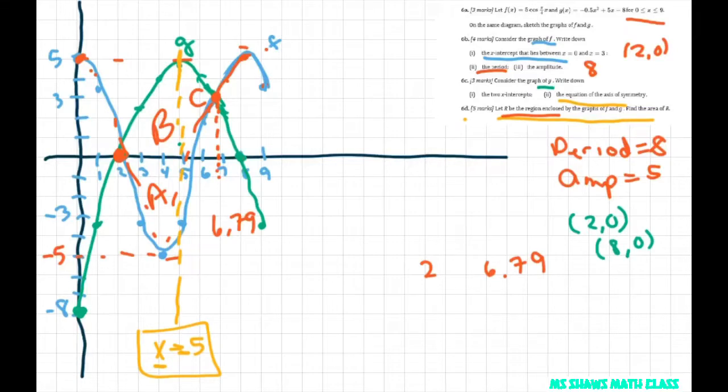All right, so let's get started with that. And we're going to integrate, and the way you want to integrate is you can just do the integral of f minus g. So that's basically the integral of f of x dx minus the integral of g of x dx. And we're going from 2 to 6.79.